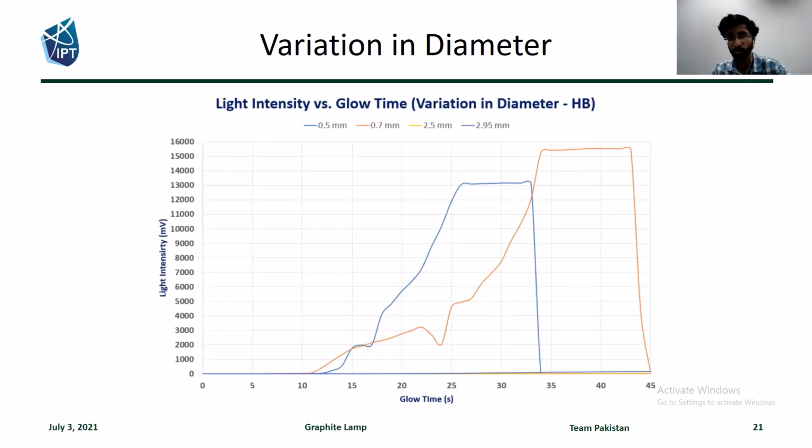Now, in terms of variation in diameter, you can clearly see from the horizontal bottom axis that 2.5 millimeter and 2.95 millimeter have no very high glow as compared to the 0.5 and 0.7 millimeter. They have a drastic increase in glow. You can clearly see that 0.7 millimeter has a higher intensity as compared to even the other three, the 0.5, 2.5, and 2.95. So that's the optimum, I will say the best diameter for our experiments.